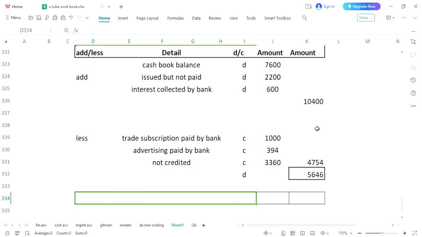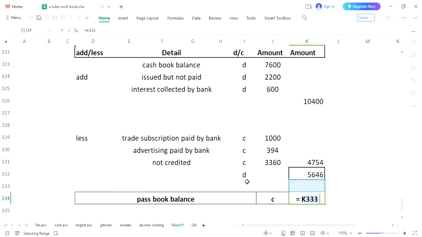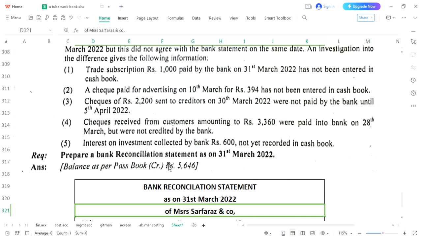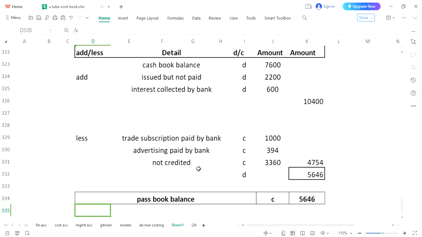It's time to write down the answer. We started our question with the cash book. Opposite of cash book would be passbook, and you will write passbook balance over here. Next, your answer was in debit form. Opposite to debit, you will write credit, and the same balance you will write over here. In this way, our answer has been completed: passbook credit 5646. So guys, in this way, our question was very simple, very straightforward, and it has been completed in no time.